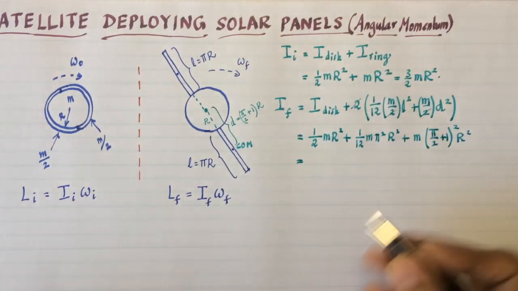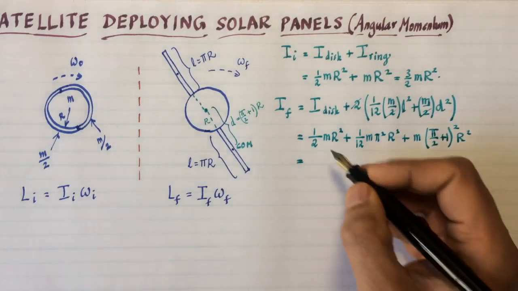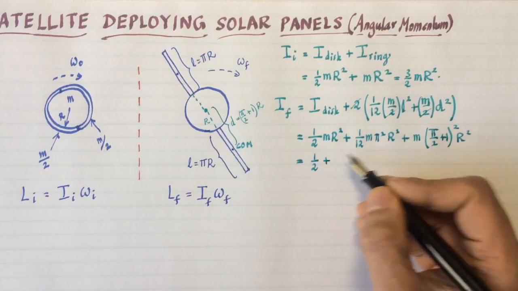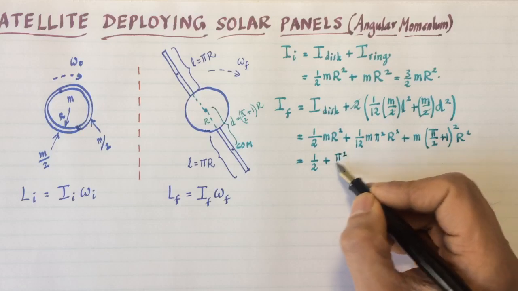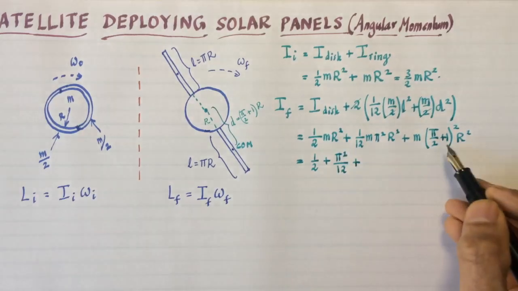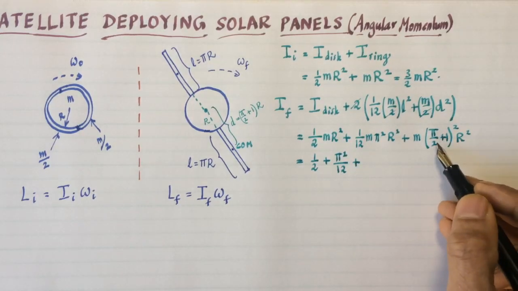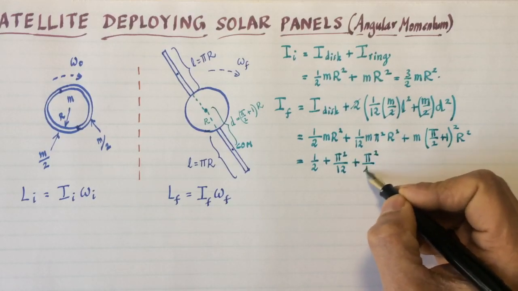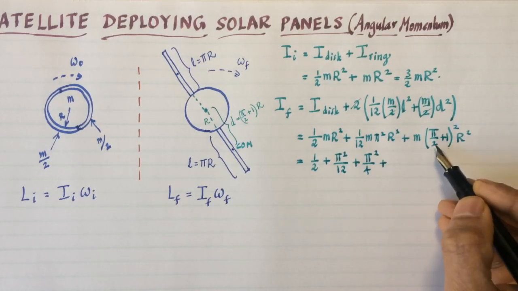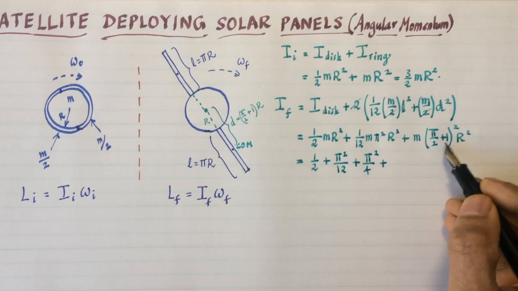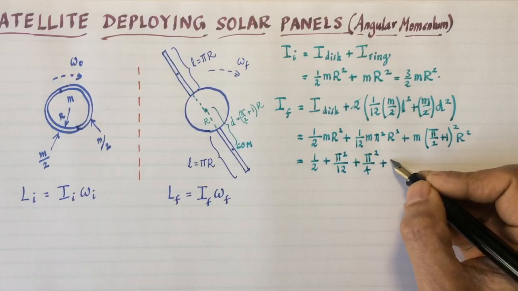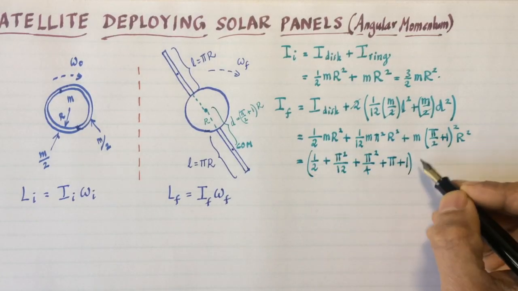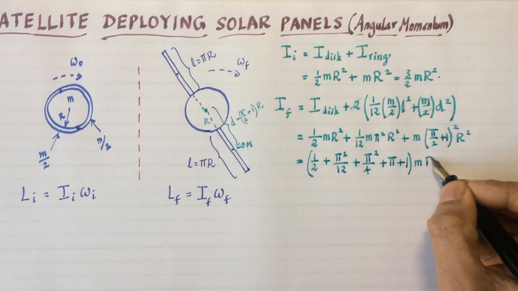This can be simplified. I'll just do a couple steps to see what I can do. That's 1/2 plus pi squared over 12. And what I can do there is I can expand this, because that's a plus b squared. So that's a squared plus 2ab. So if I do 2 times this times that, I'm going to lose the 2 there. So it's just going to be pi plus b squared, which is 1. And then mr squared comes out as a common factor.